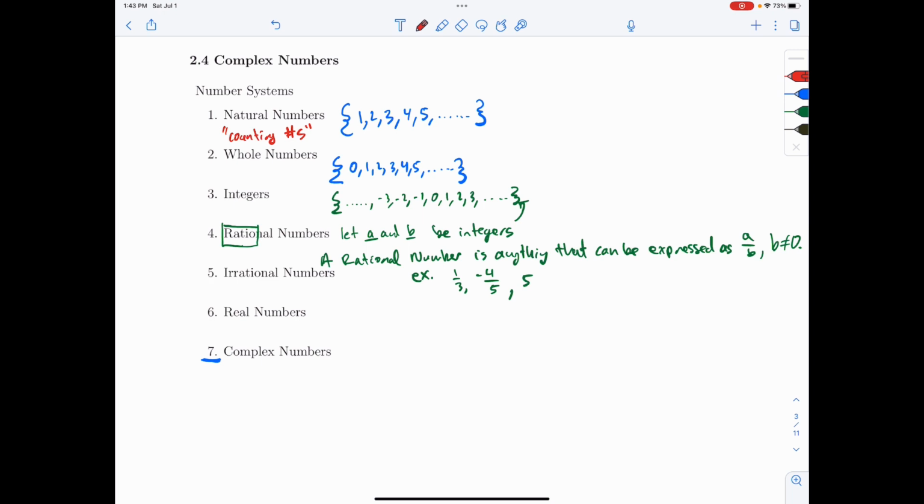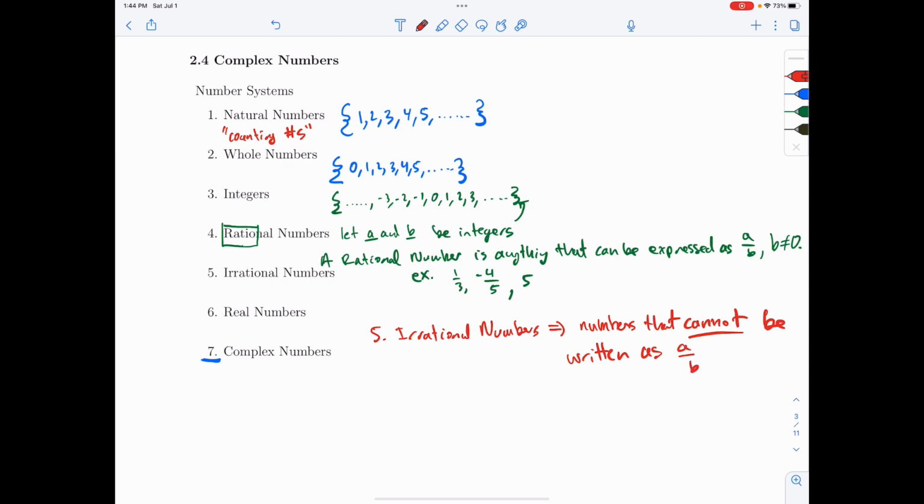Next, we have the irrational numbers, and I'm running out of space here, so I'm just going to write it down here. Irrational numbers are the numbers that we cannot write as A over B, numbers that cannot be written as A over B with B not equal to 0. These are the things that we can't write as fractions.